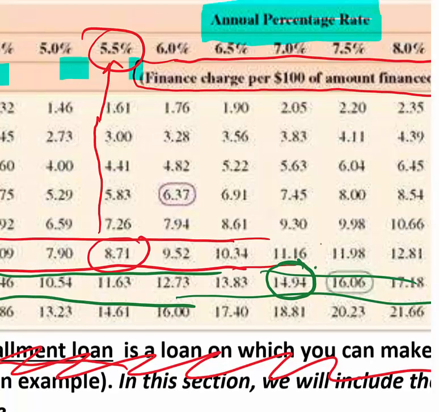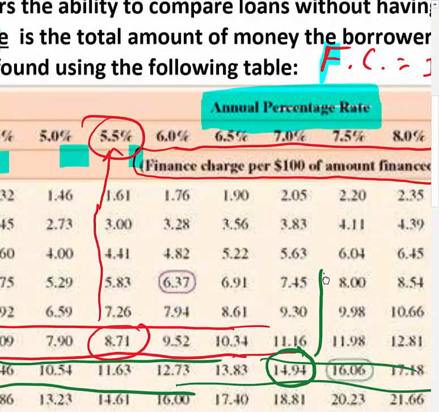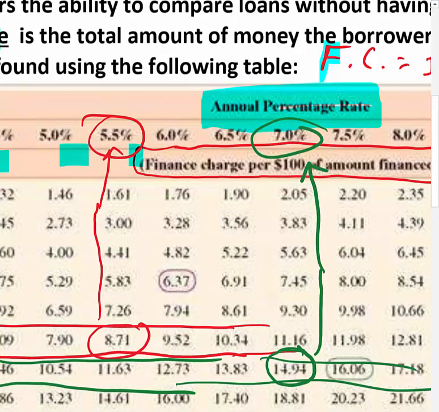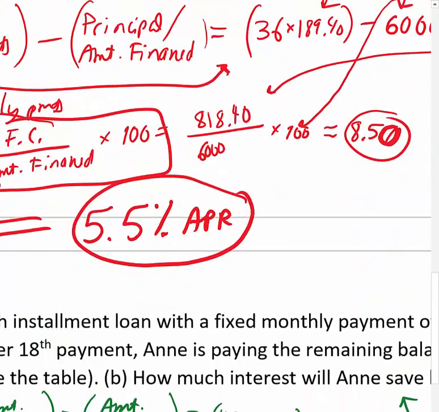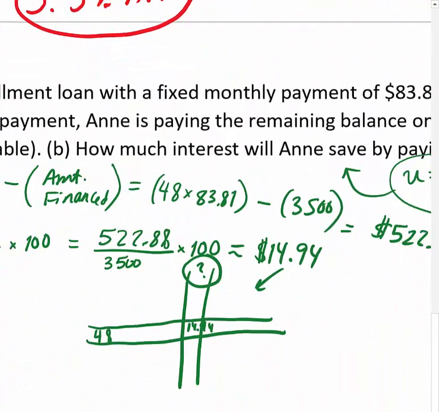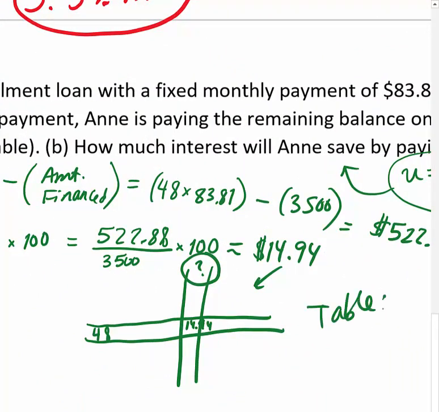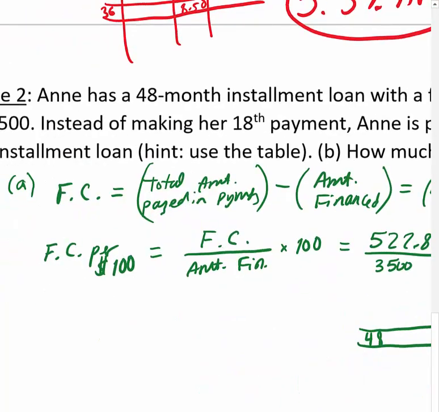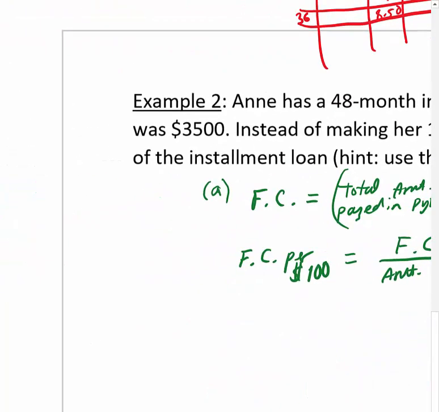If I match it up to the top, what APR percentage is that? Looks like 7%. So we must want 7%. You could just say 7%, or actually write it real seriously like that, 7.0%. Very serious stuff, you guys.